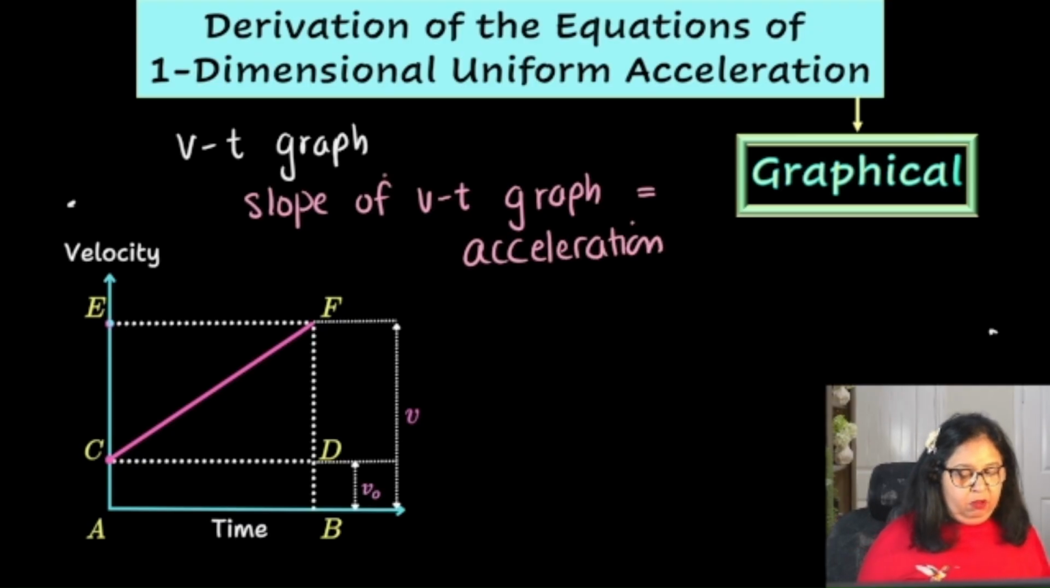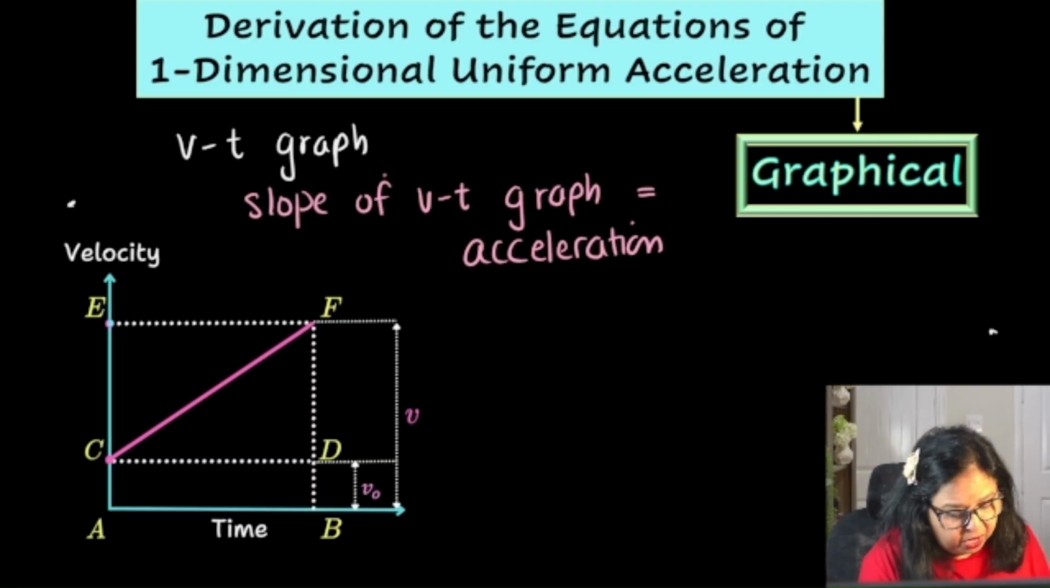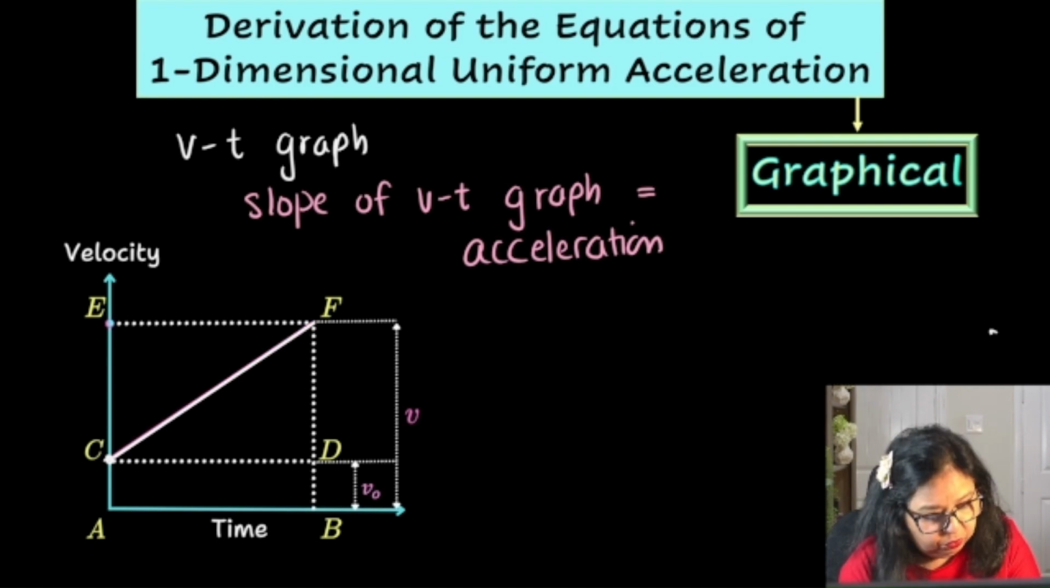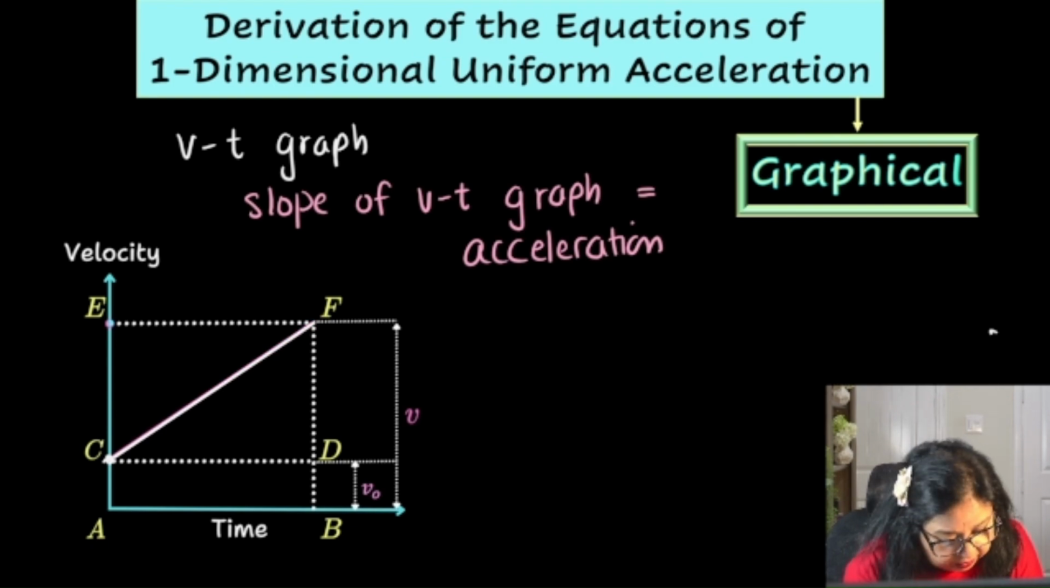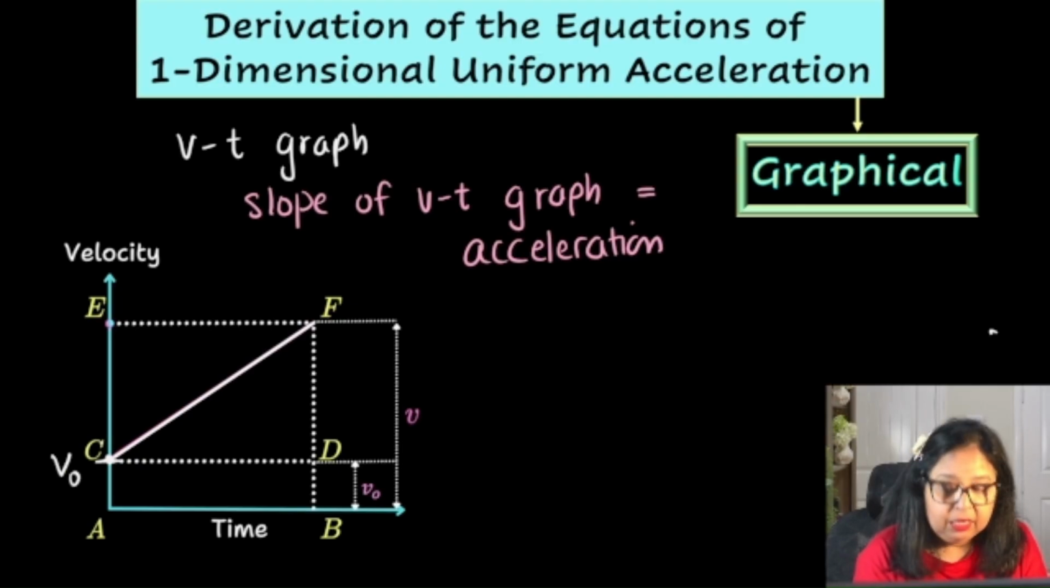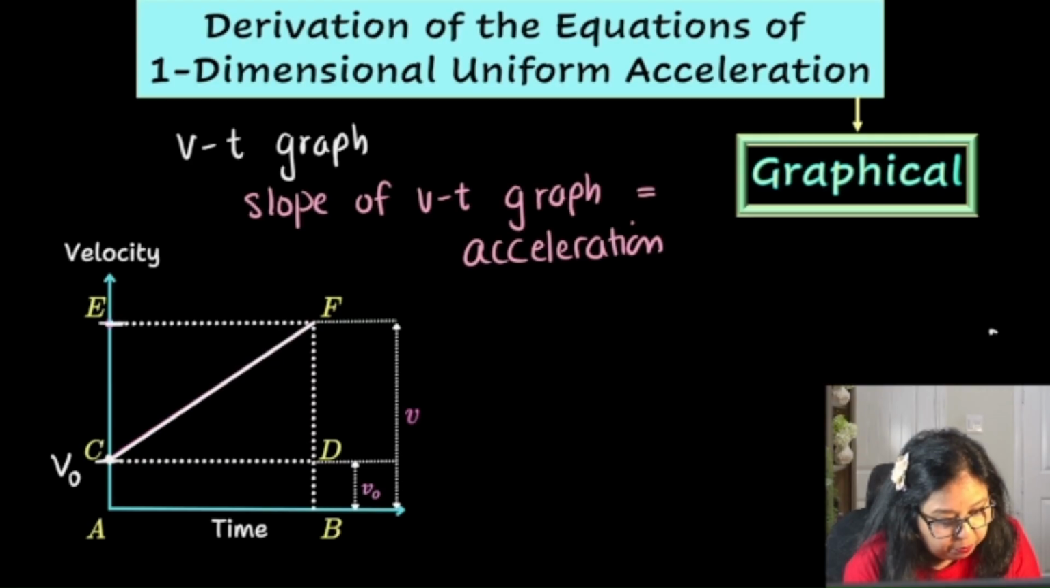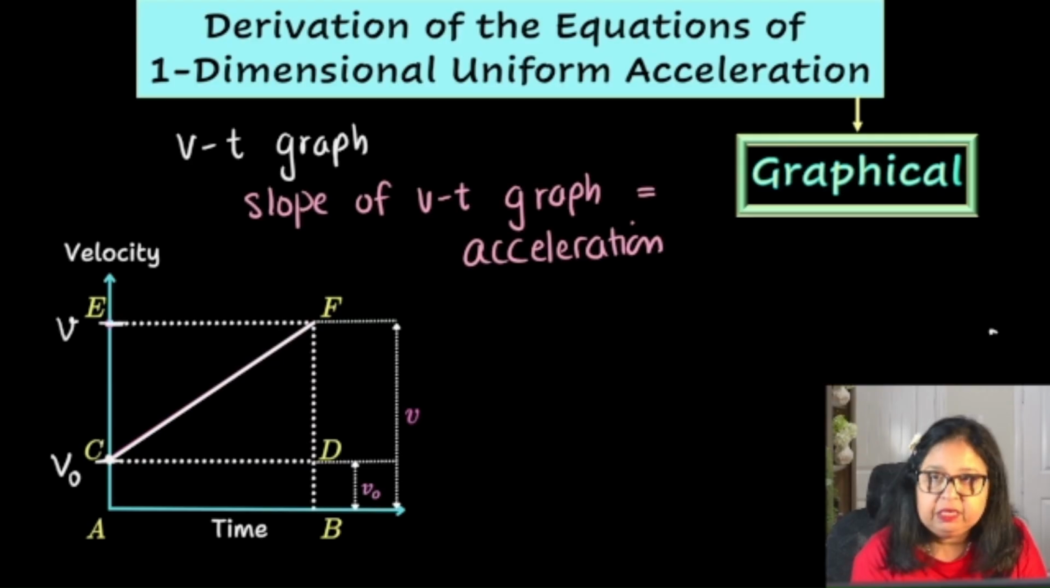Okay. Now, let's look at this plot for a minute. In this plot, the object is starting at this point C over here, and its velocity is increasing along this pink line until it reaches the final point F. So the object's initial velocity is here at point C. Initial velocity is v naught. And the final velocity is at point E. Final velocity is v. Okay.